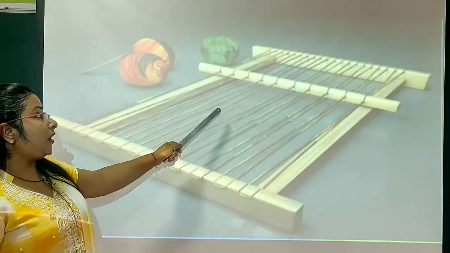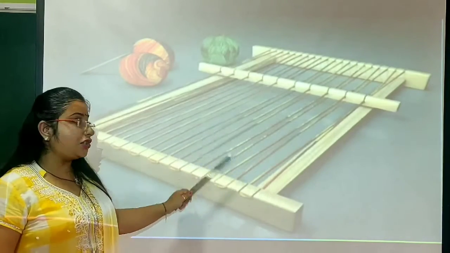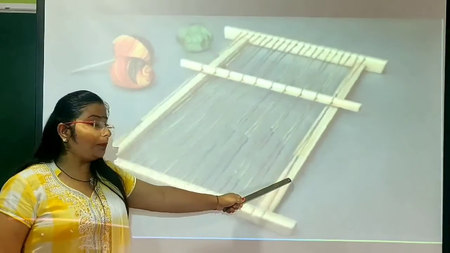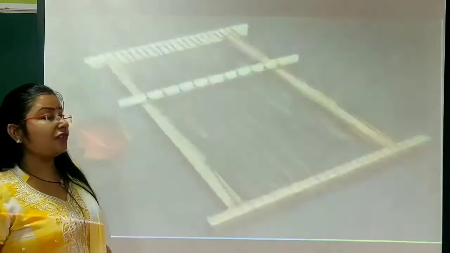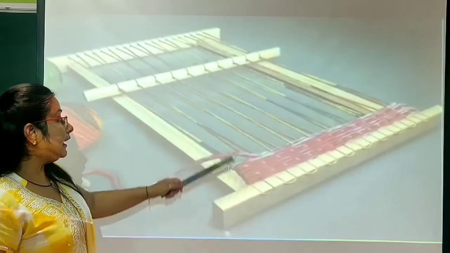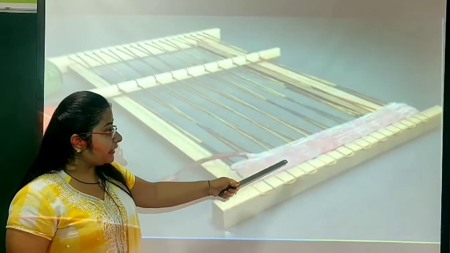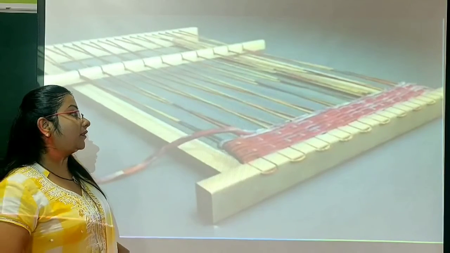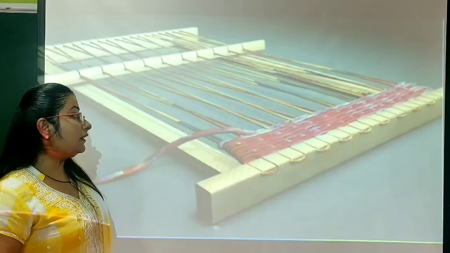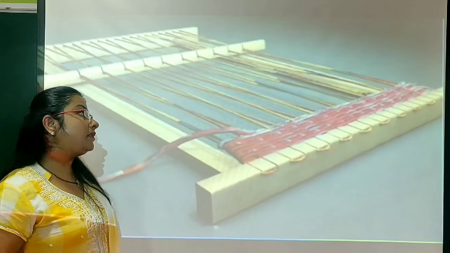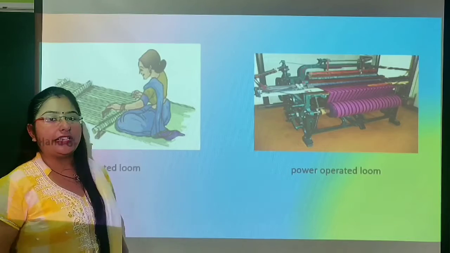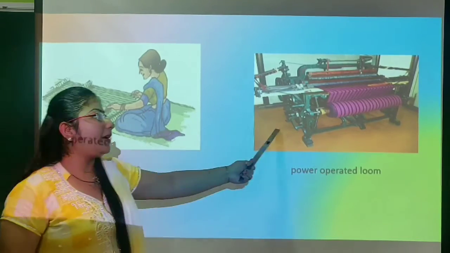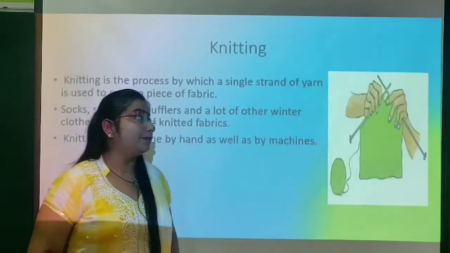Now, in this way, the two sets of yarn are arranged together and then we do the weaving. See, this is a loom. It means this is a machine by which we do the weaving. The two sets, this one is the first and the second is this. Two sets of yarn we are joining together, and this whole process is known as weaving. Now there are two looms: a hand operated loom and a power operated loom.